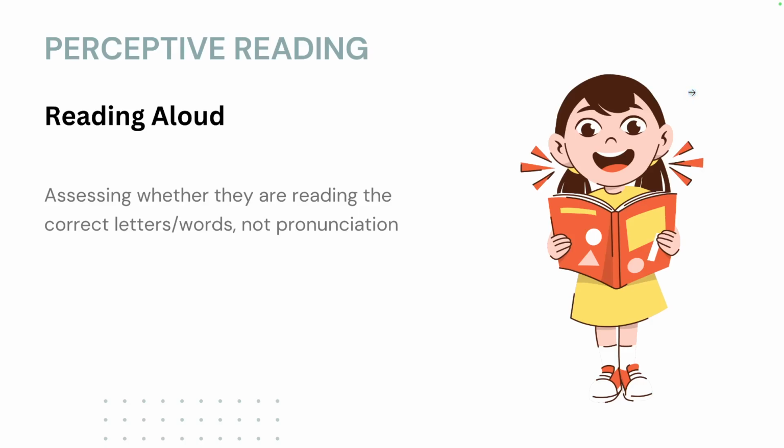Okay, we also have reading aloud. This assesses whether they are reading the correct letters and words, not pronunciation. So it's really important. Remember when we talk about validity, if you are assessing their reading ability, you are not assessing their pronunciation. So it's more about, are they saying the right word that they should be saying? If you ever teach elementary school or kindergarten and you ask them to read the letters A, B, C, Q, H, can they say the right letter?